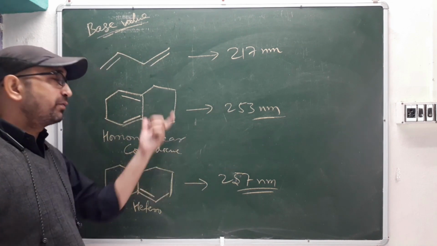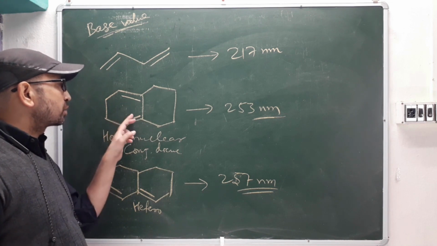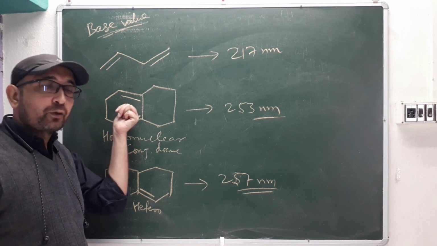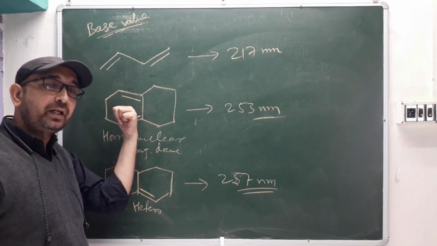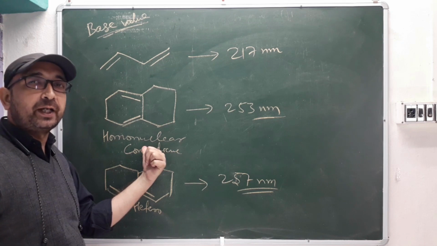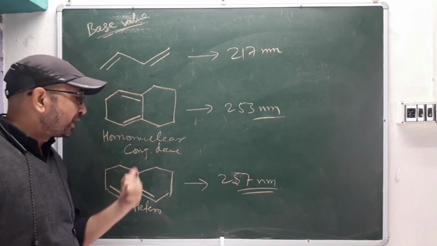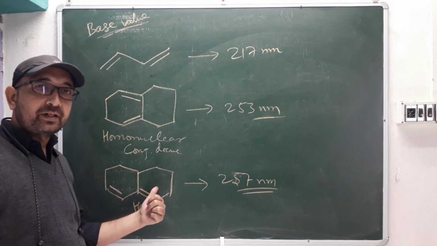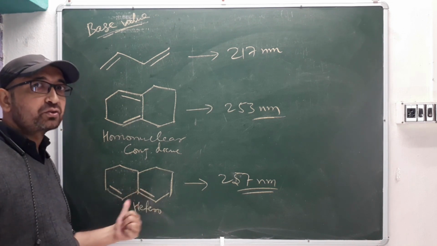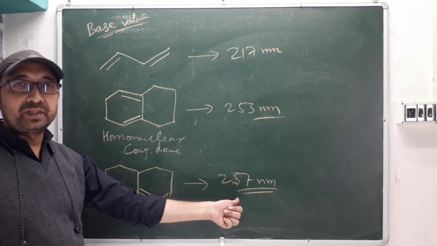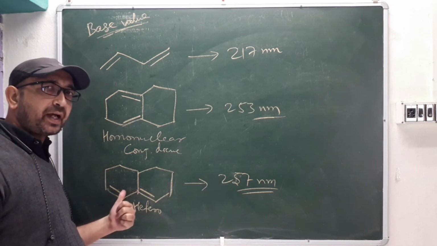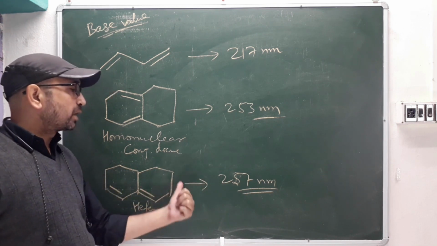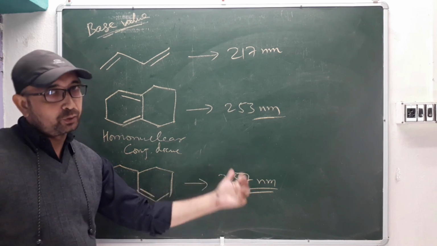If they are asking with structure, just find that those two double bonds should be in the same ring. Those double bonds should be in a same ring, then we call it homonuclear conjugated diene and the value will be 253. If those double bonds are in a different ring, but it should be conjugated, correct? If it is not conjugated, this value won't be there, right? So if it is conjugated and the double bonds are in separate rings, we call it heteronuclear conjugated diene and the value will be 257 nanometer, correct?